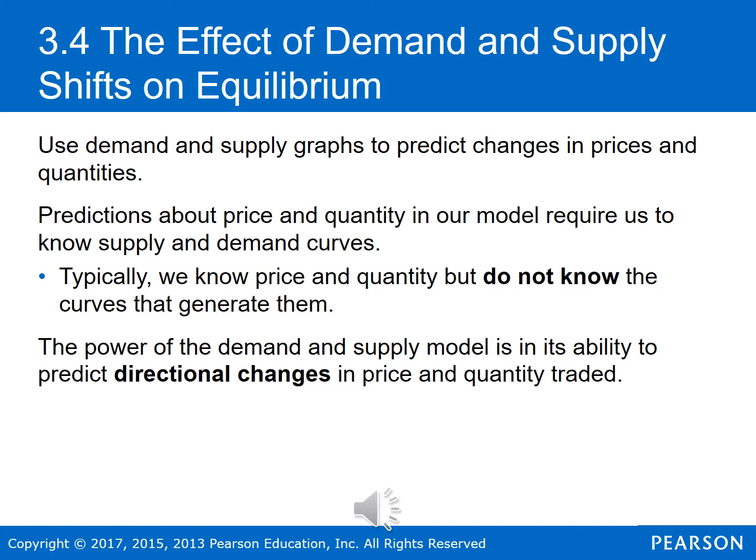But don't worry, the power of the demand and supply model is in its ability to predict directional changes in the price and quantity traded. So we may not know the exact curves, which makes it difficult or impossible to estimate what the actual changes in price and quantity are going to be. But while we can't get that perfectly accurate estimation, we can understand if a shift in supply or demand is going to increase the price, decrease the price, increase the quantity demanded, or decrease the quantity demanded. These will be much easier to show through this model, and that's what the true power of the supply and demand model is.